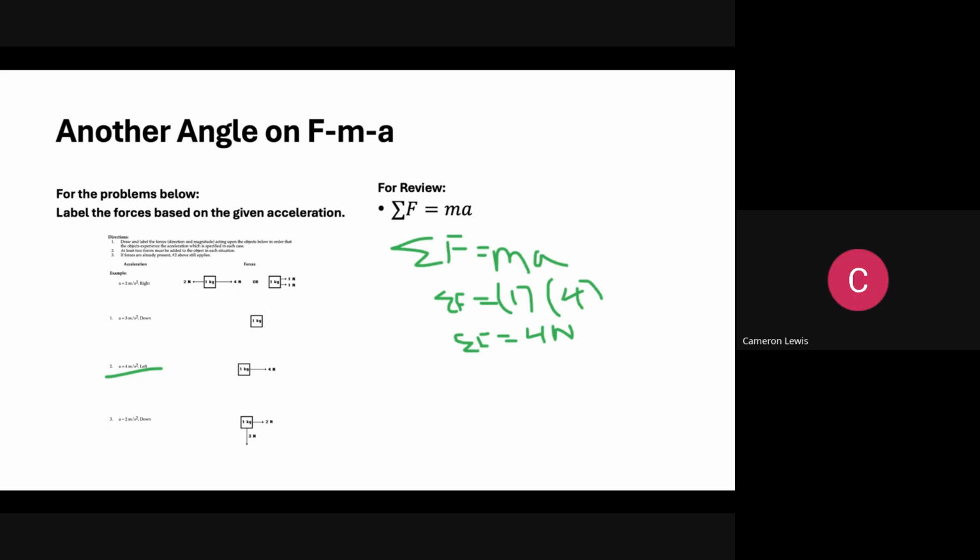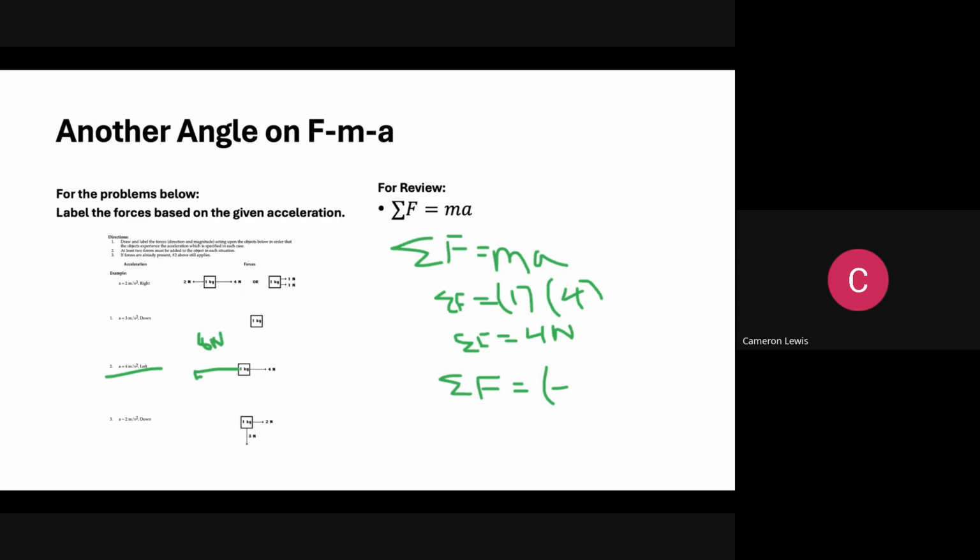So now what do I need to add to this diagram so that I can have the sum of my forces being 4 over on this side? I would say 8. Exactly. There we go. Because now let me just say right is positive. So now I'm going to draw 8 over here.